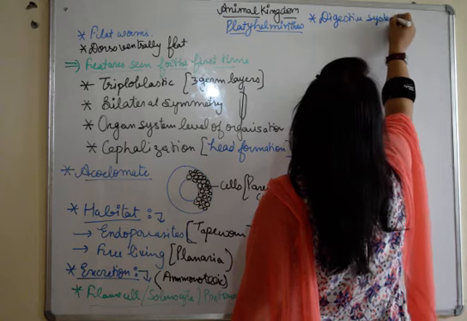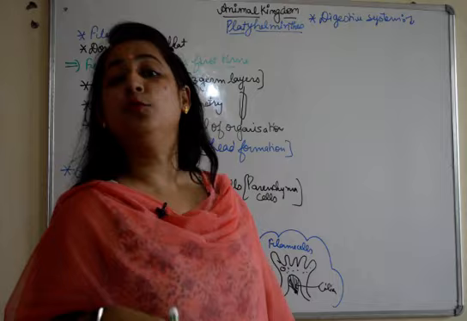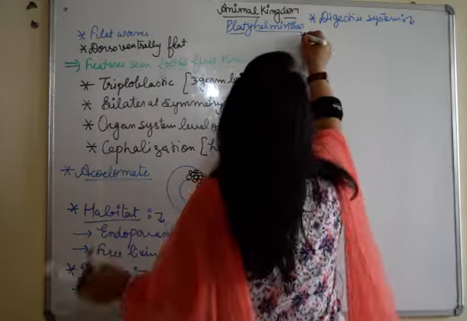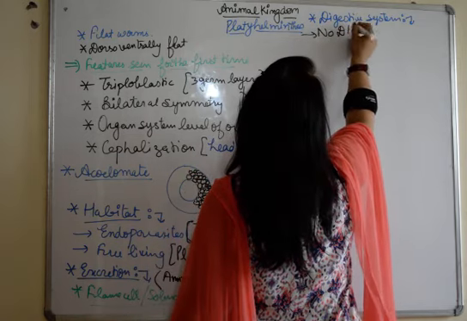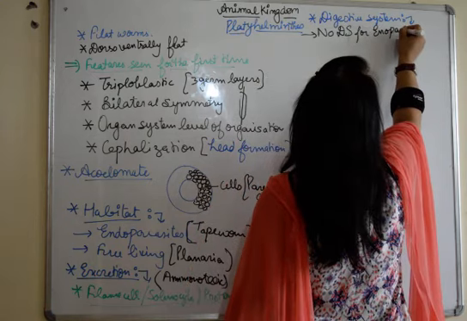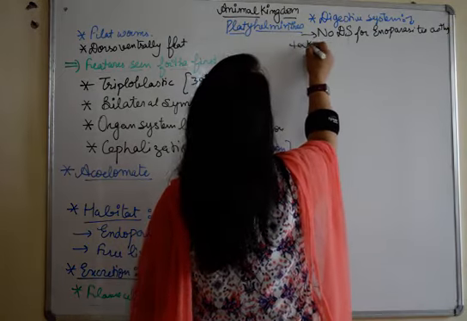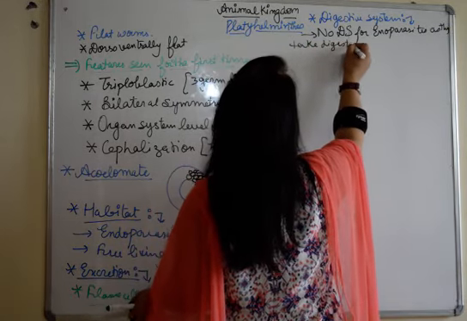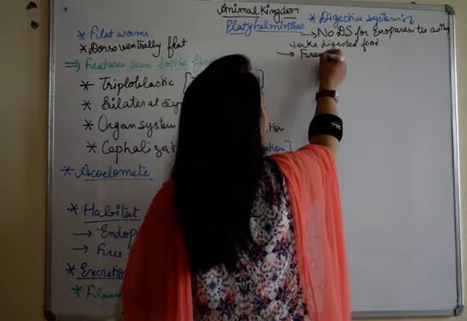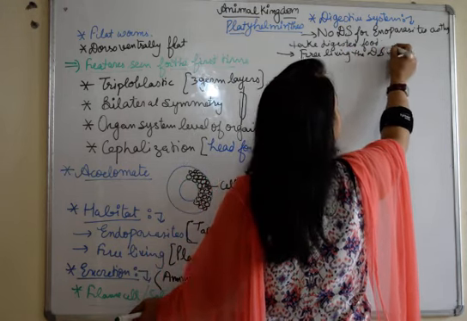Digestive system. Now, they are parasites, so they already take in digested food. The endoparasites do not need a digestive system. I'll write DS for digestive system. No digestive system for endoparasites as they take digested food only. Fine. And when we talk about free living, in free living the digestive system is incomplete.